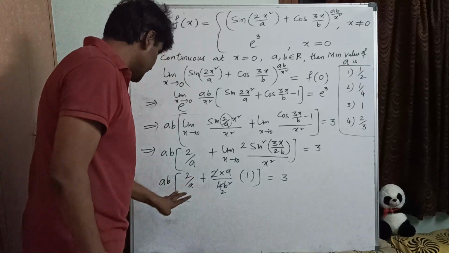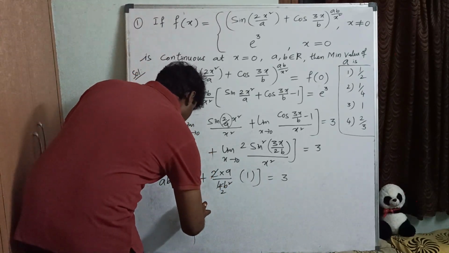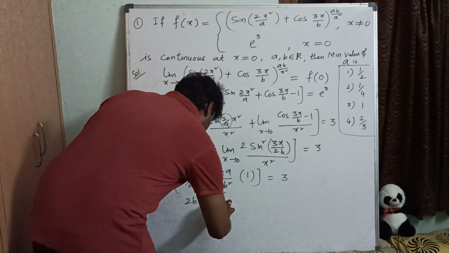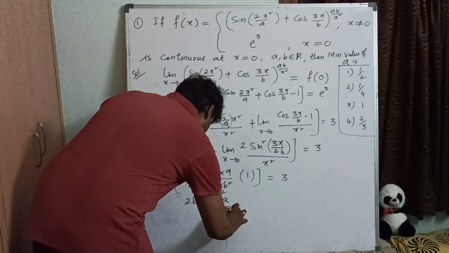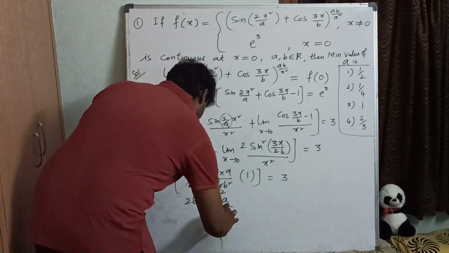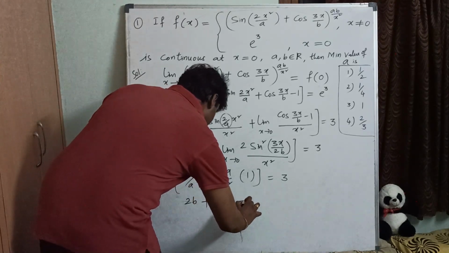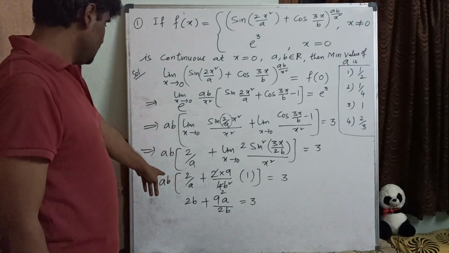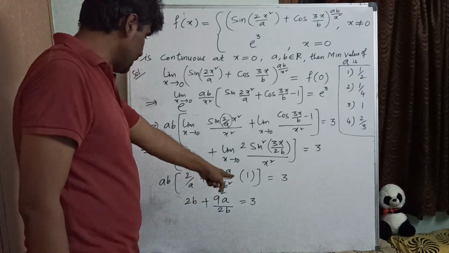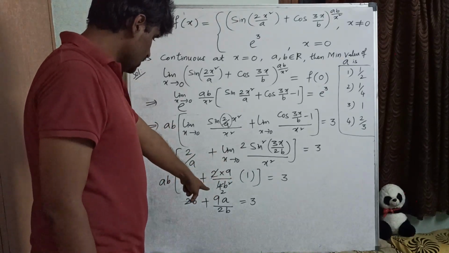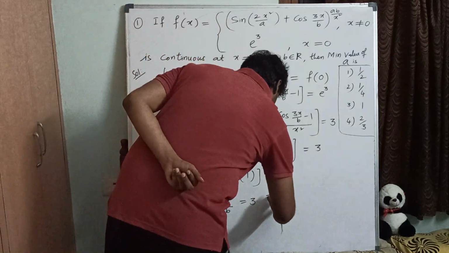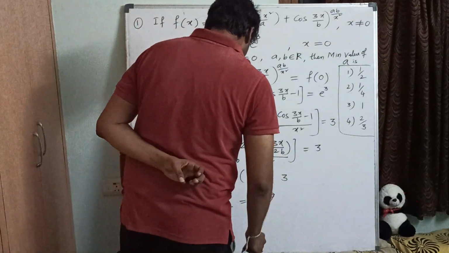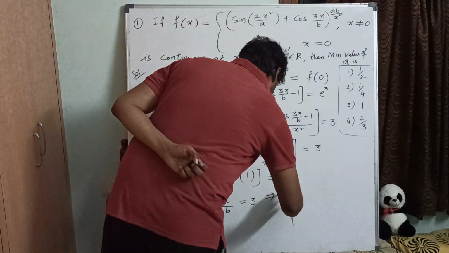When I send a b inside, a gets cancelled. So what will you get? 2b. So here 1 b gets cancelled there. So here 9a by 2b equals 3, correct? So 2b plus, here a gets cancelled, 2b plus 9a by 2b equals 3. That means 2b we can multiply here, 4b square. So what was given there? 3. So now we are going to find the minimum value of this one.